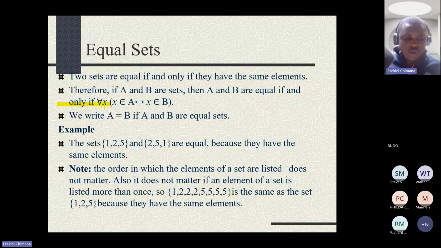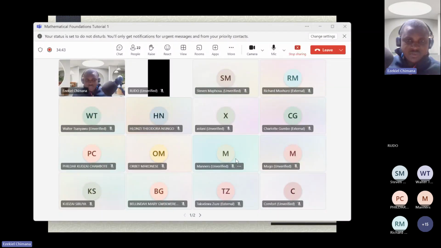Let's make sure that we are all muted. I'm hearing feedback on my headphones.